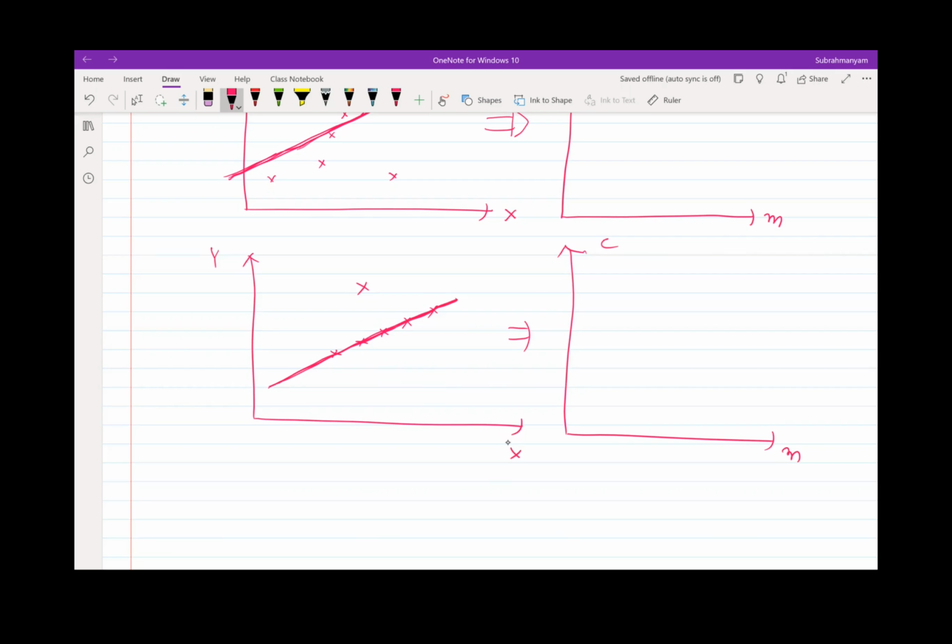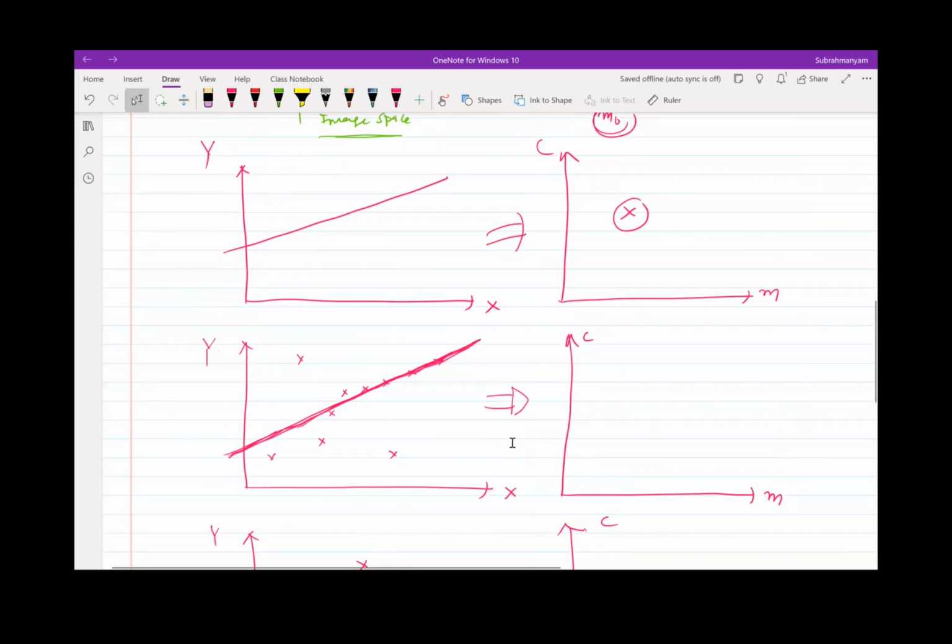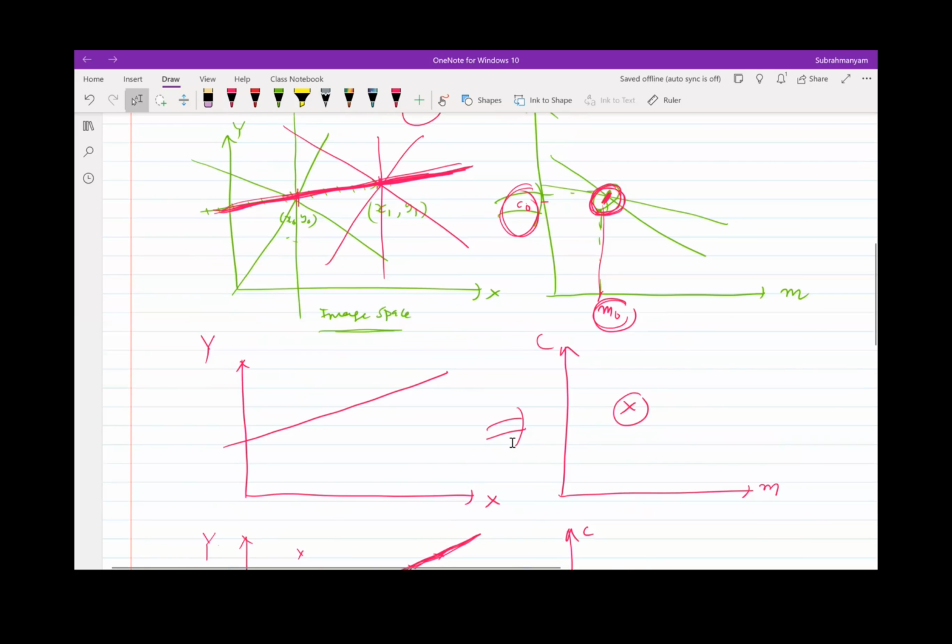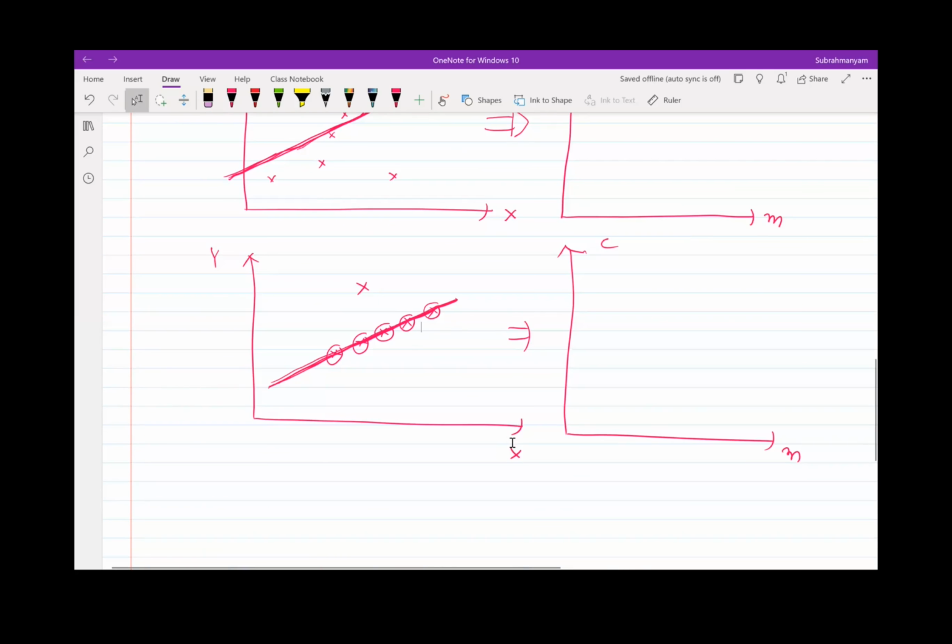For each point, we can draw one line in Hough space, and then the intersection from which the maximum lines are passing will be considered. Very good. See here, as all of them are passing here, each one of these points, what is the slope of them? The slope you have seen here is minus x naught. Those values are different here. If you notice, the slopes are different.